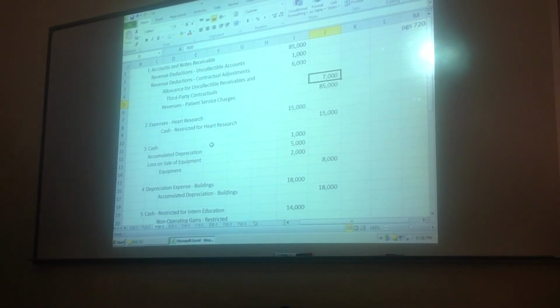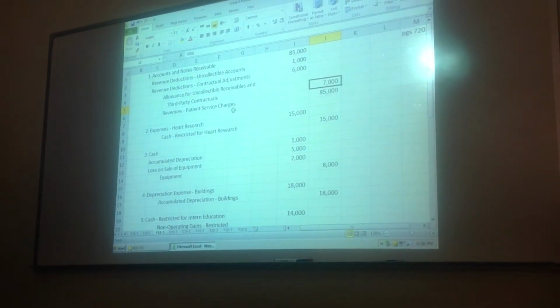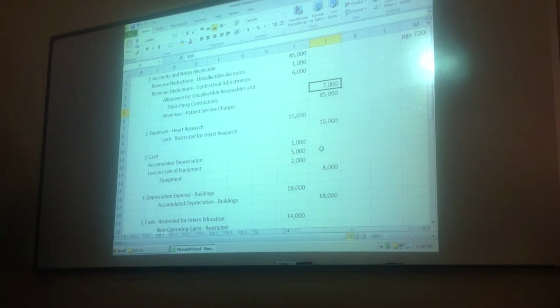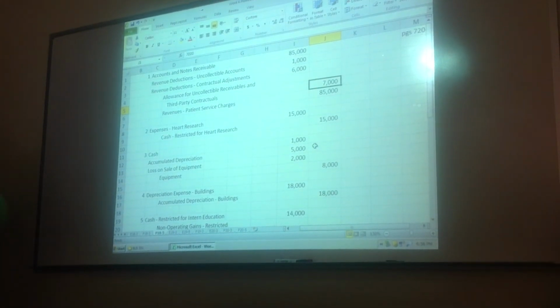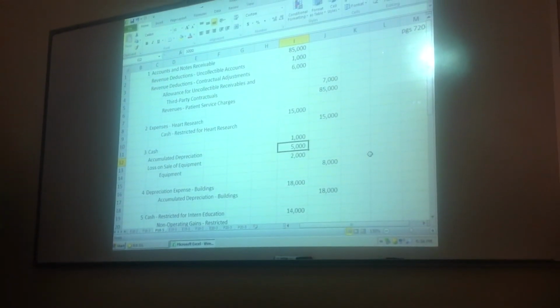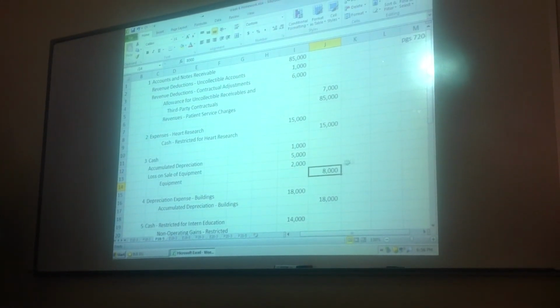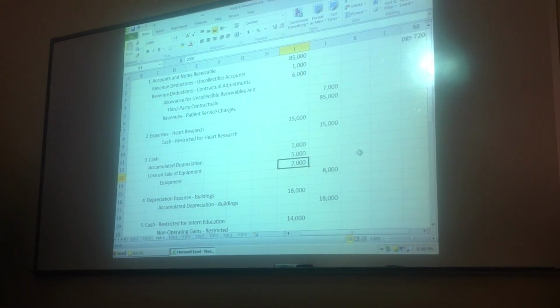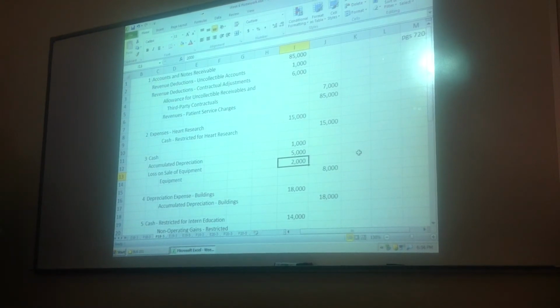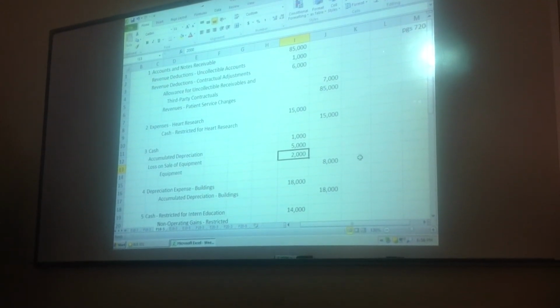Equipment cost $8,000. Accumulated depreciation was $5,000. Was sold for $1,000. Okay? So just like you would record in a for-profit accrual method, you have $1,000 cash. You reverse the accumulated depreciation. You reverse the cost of the equipment, right? The book cost, and you book the loss in this case, right? Because the book value was $3,000, you sold it for $1,000, so you have to book a loss of $2,000, right? You're used to that, okay?